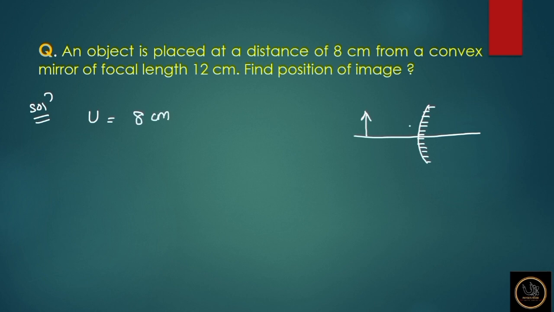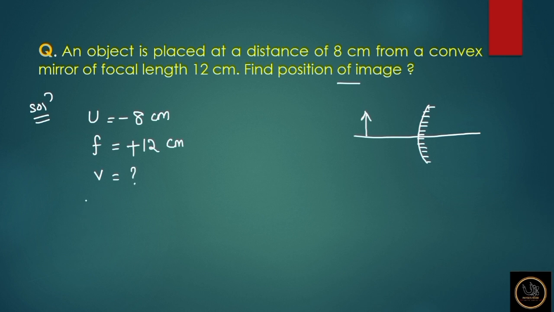What will be the sign convention? Negative or positive? It is situated behind at the left side of mirror. So U is equal to minus 8 centimeter and focal length F is equal to 12 centimeter. What will be the sign? Focal length कहाँ होगा? यहीं कहीं पे होगा, तो इधर होगा ना focal length. So positive. Then you have to find out position of image. That means you have to find out V.